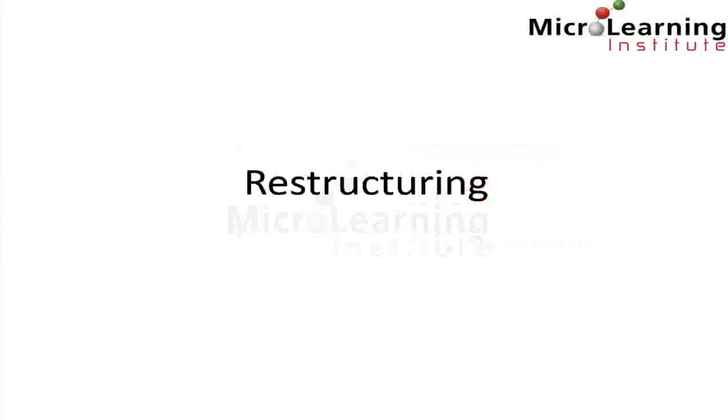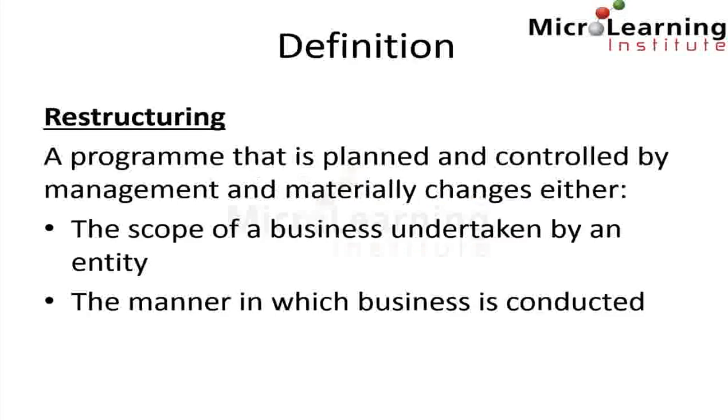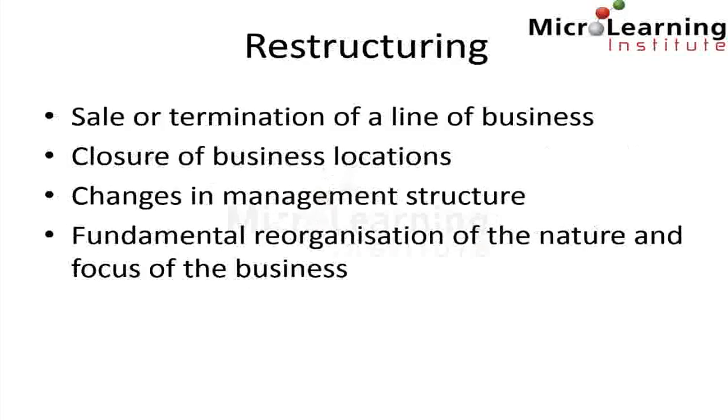IAS 37 also provides guidance in relation to restructuring provisions. A restructuring is a program that is planned and controlled by management and materially changes either the scope of a business undertaken by an entity or the manner in which business is conducted by that entity. Examples of restructuring would include the sale or termination of a line of business, or the closure of a business location, or maybe changes in the management structure, or a fundamental reorganization of the nature and focus of the business.